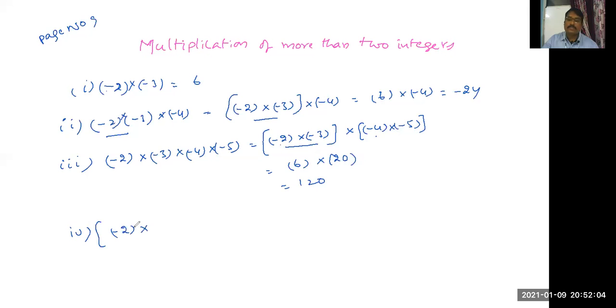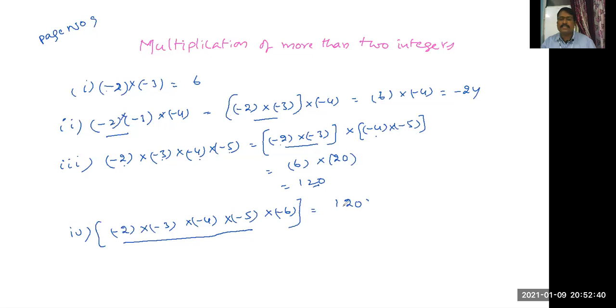-2 into -3 into -4 into -5 into -6. So now, as usual, -2 into -3 into -4 into -5, as already I got this 120. That's why I am going to write 120 into minus 6 instead of minus 2 into minus 3 into minus 4 into minus 5. Now the product of positive and negative.